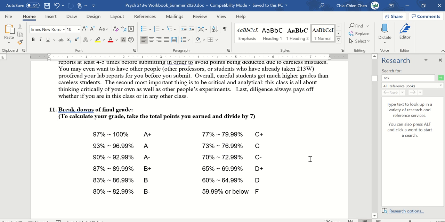So to calculate your grade, you just take all the total points you earned and divide by 7.